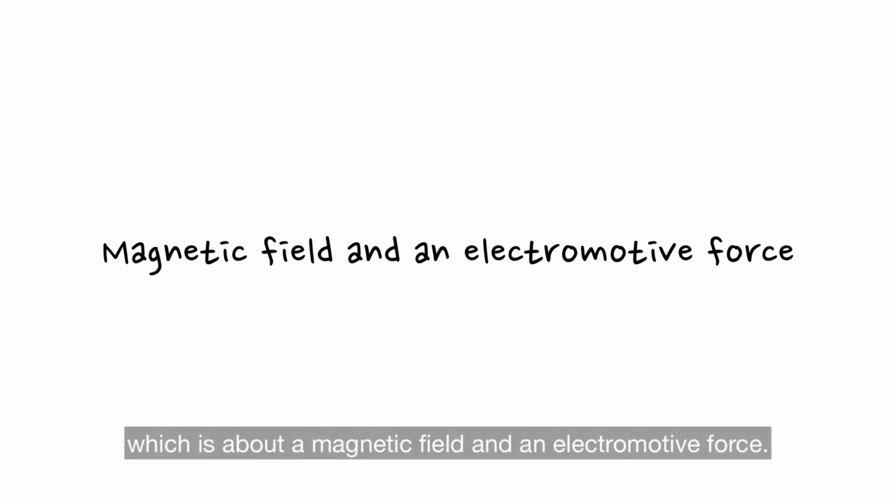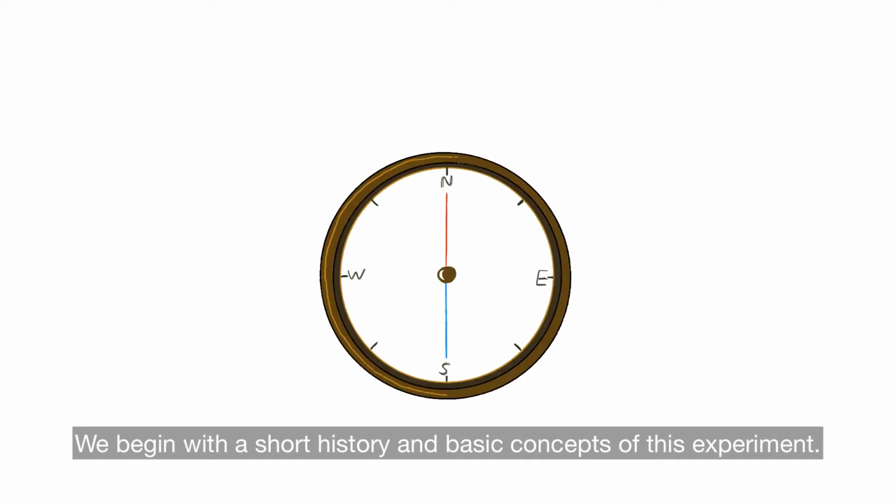In this video, students will observe experiment number 7, which is about a magnetic field and an electromotive force. We begin with a short history and basic concepts of this experiment.